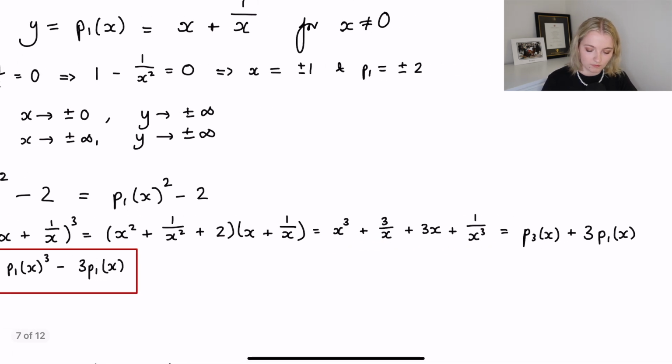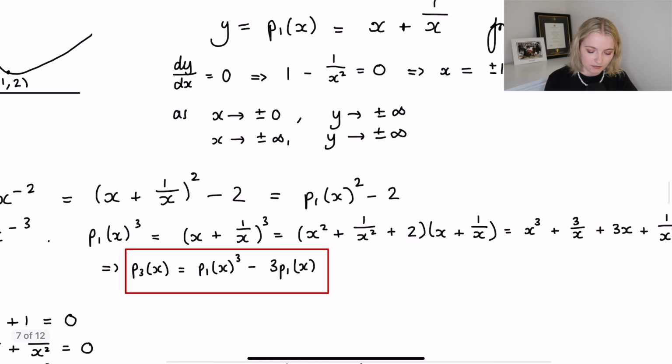And so we find that p1 of x cubed is equal to this here, and we can collect terms and say that actually that equals p3 of x plus 3 p1 of x, and so we can rearrange and find this form for p3 of x in terms of p1 of x here. And so we've got a nice 1 mark there as well.